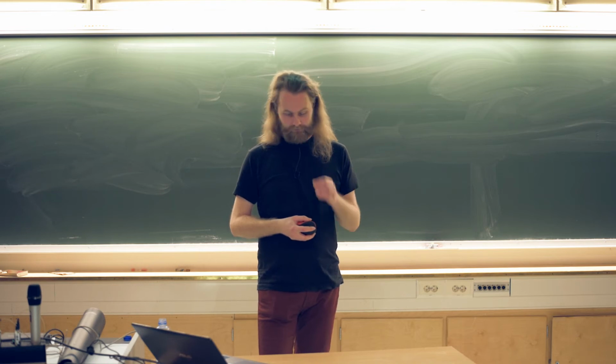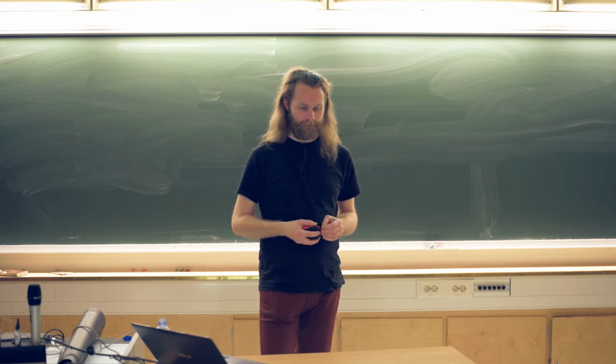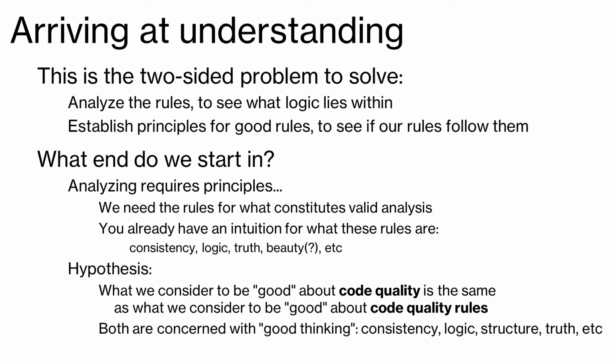Here's my hypothesis that should make this a bit simpler. The way we think about code quality is the same as the way we think about code quality rules. What do I mean? Both ways of thinking are concerned with this way of good thinking: consistency, logic, structure, and so on. The metric by which we say that the rule set is good is the same metric as we use for saying if the code is good. We're looking for consistency in the rule set, we're looking for consistency in the code. We're looking for logic in the rule set, we're looking for logic in the code. We're looking for structured properties in the rule sets, we're looking for structured properties in the code. That's my hypothesis.